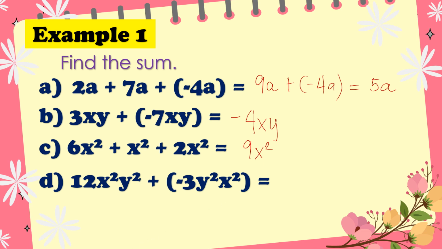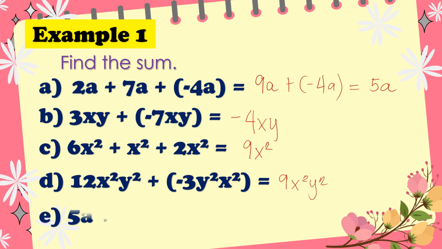Now, let us add 12 plus negative 3. So, magkaibang sign. Same sign, add and keep, different sign, subtract. So, 12 minus 3, we have 9. And then, yung common literal factor, x squared y squared.